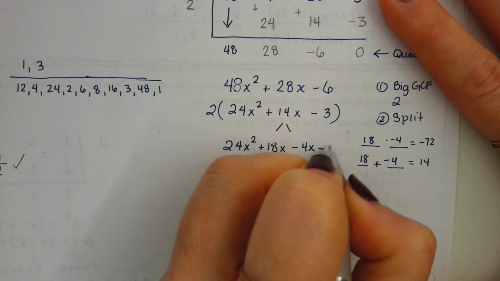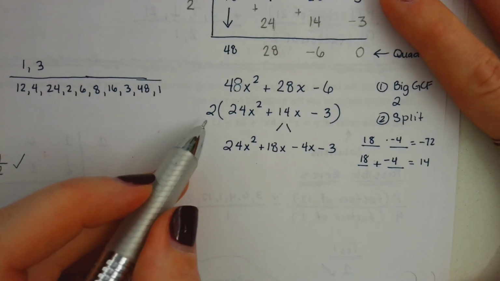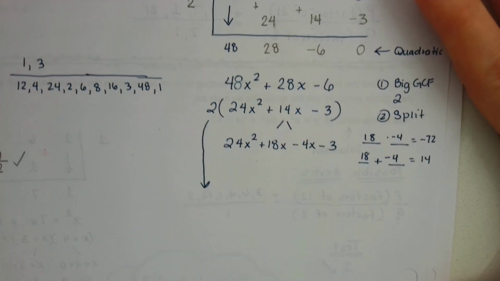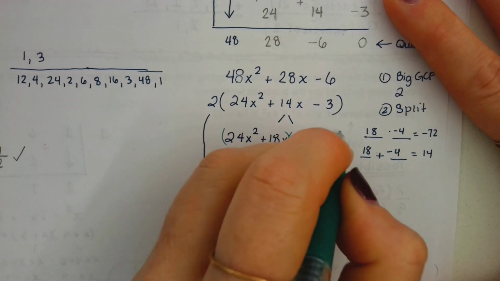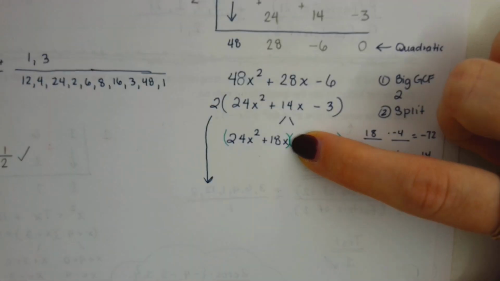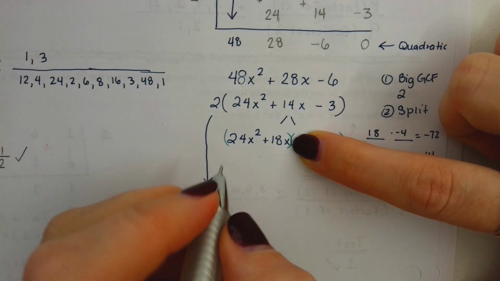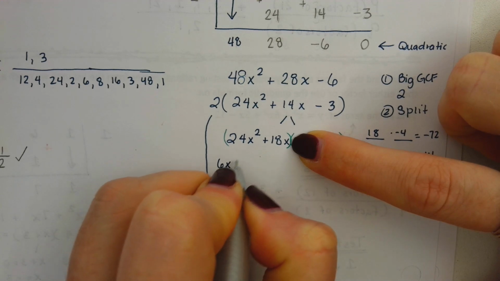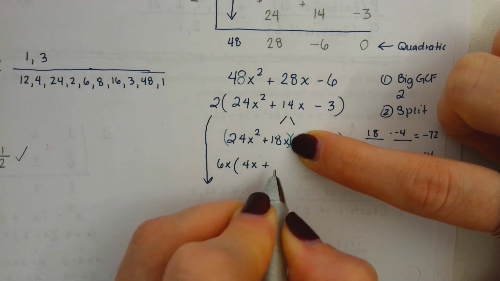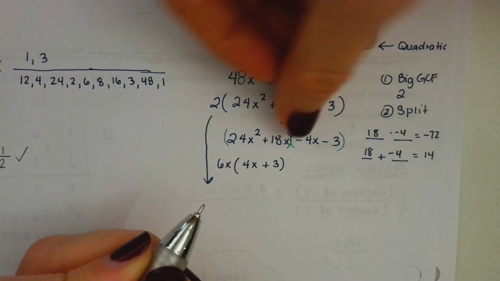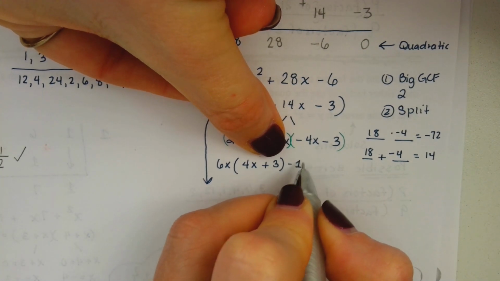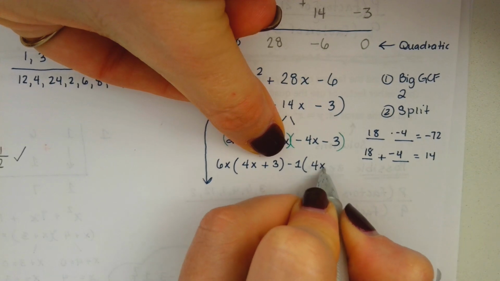Minus 4x minus 3. Don't lose your big GCF. Just keep bringing it down. Don't lose it. Remember, after you split the middle term, then you're going to group and group. What's the little GCF of this first group? 6x. Okay. Divide both by 6x and we'll have a 4x plus 3. Okay. GCF of the back group, negative just 1, which will turn them again into a 4x plus 3.